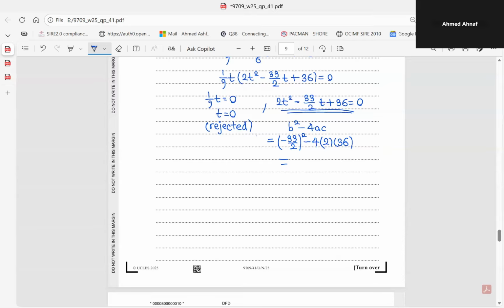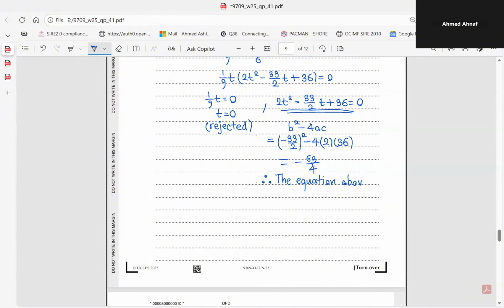Yeah, we got a negative answer. Okay, so 63 over 4. So we can say that the equation above has no real solutions.